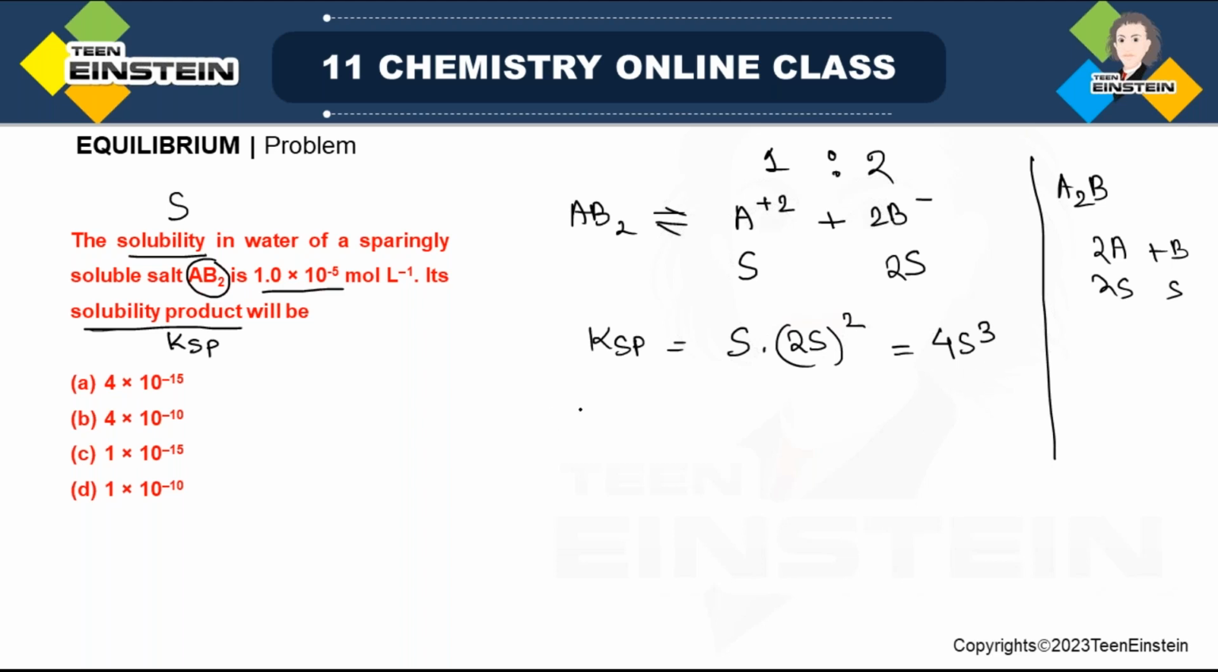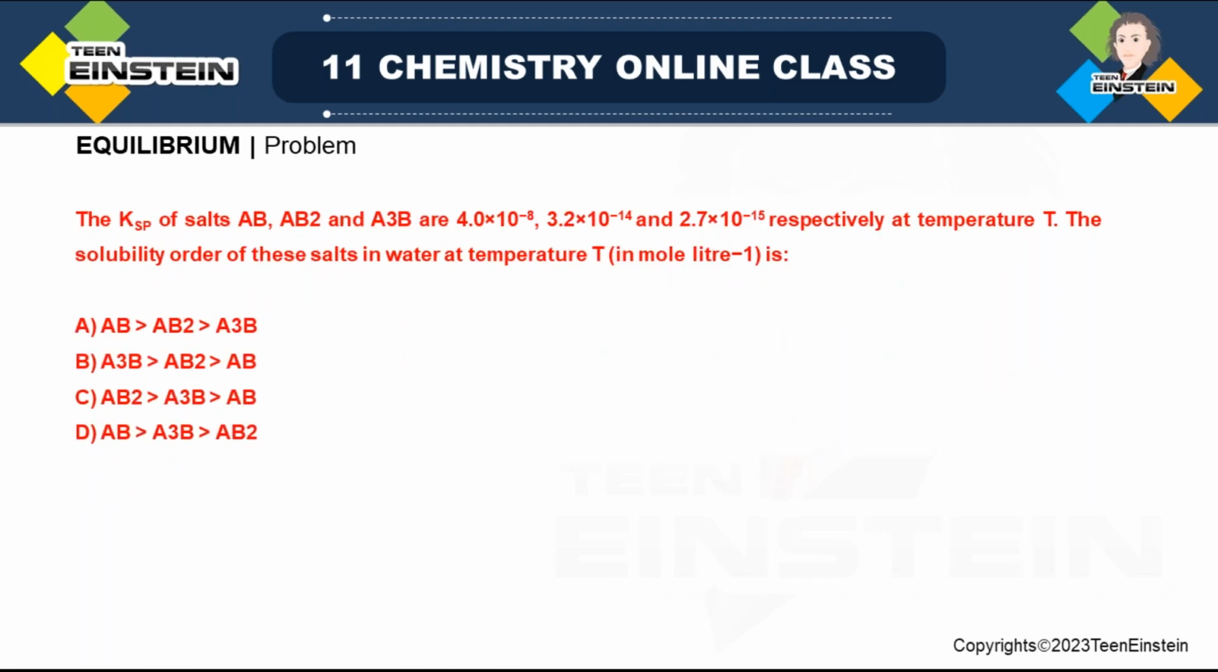So here the S value is given, S value is this one. So 4 into (1 into 10 to the power minus 5) to the power 3. So it is 10 to the power minus 50. It is matching with the first option A. Okay. So it is very simple. Next we will solve one which is comparatively complex. You will not get such a simple problem actually.